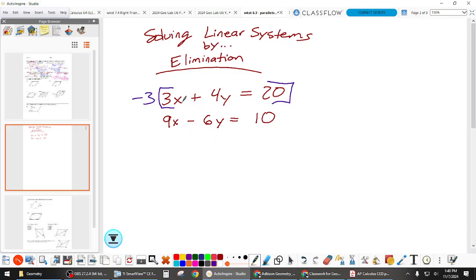So if I multiply this by negative 3, I'm going to write that new equation down here, and what is it going to look like? Negative 3 times 3x is what? Negative 9x. Negative 3 times 4y. Negative 12y. Negative 3 times 20. Negative 60. Okay? Everybody good with where those numbers came from?